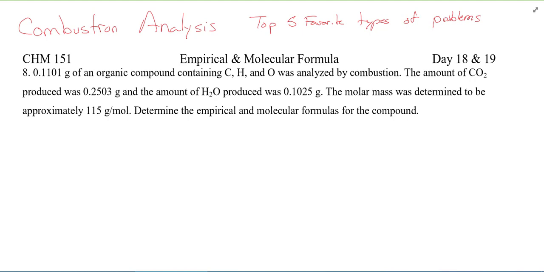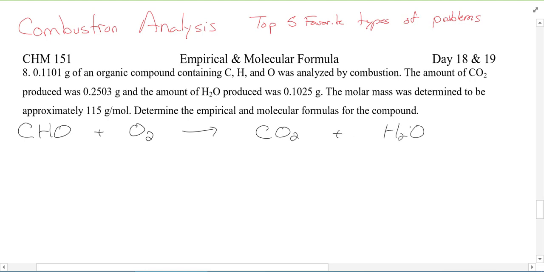0.1101 grams of an organic compound containing C, H, and O. I don't know what those happen to be. And that is burned with O2. Give me CO2 and H2O. Well, what do we know? We know I have 0.1101 grams of my unknown, excess oxygen, and we have 0.2503 grams of carbon dioxide and 0.1025 grams of water.